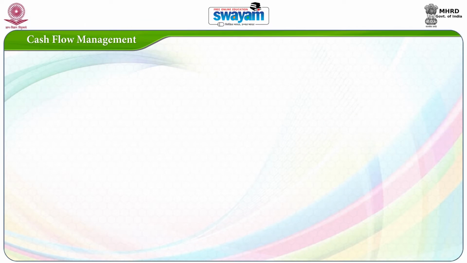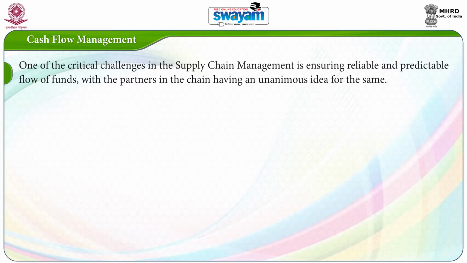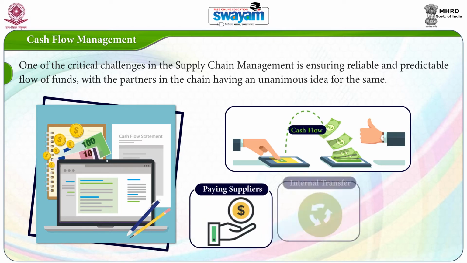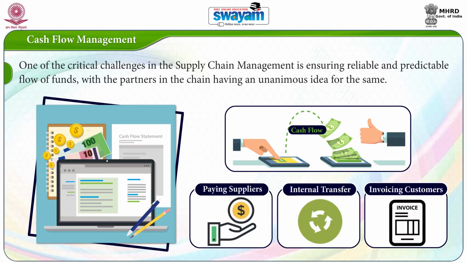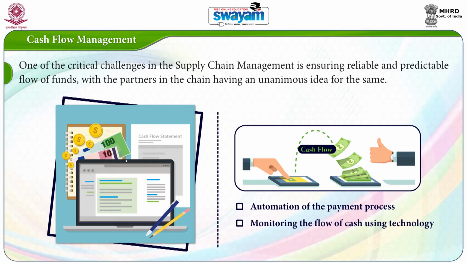The sixth aspect is related to cash flow management. One of the critical challenges in supply chain management is ensuring a reliable and predictable flow of funds, with the partners in the chain having a unanimous idea for the same. The activities related to cash flow, such as paying suppliers, internal transfer, invoicing customers, etc., should be administered. Automation of the payment process and monitoring the flow of cash using technology will facilitate better management.